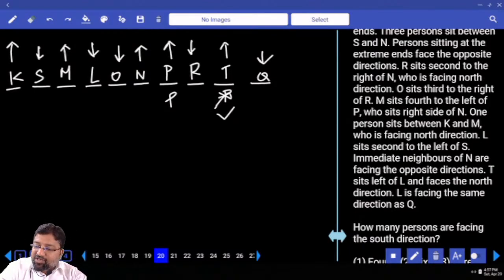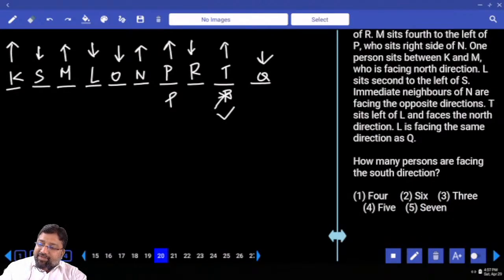Shall we solve? How many persons are facing the south direction? How many are facing south direction? 1, 2, 3, 4 and 5.